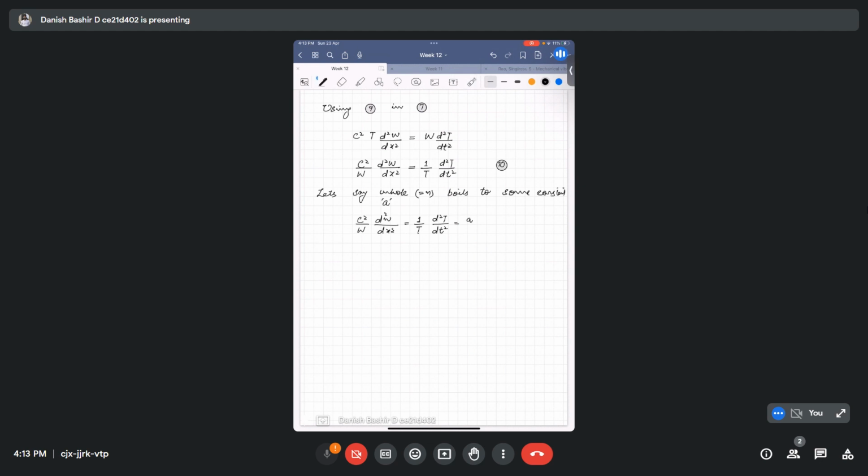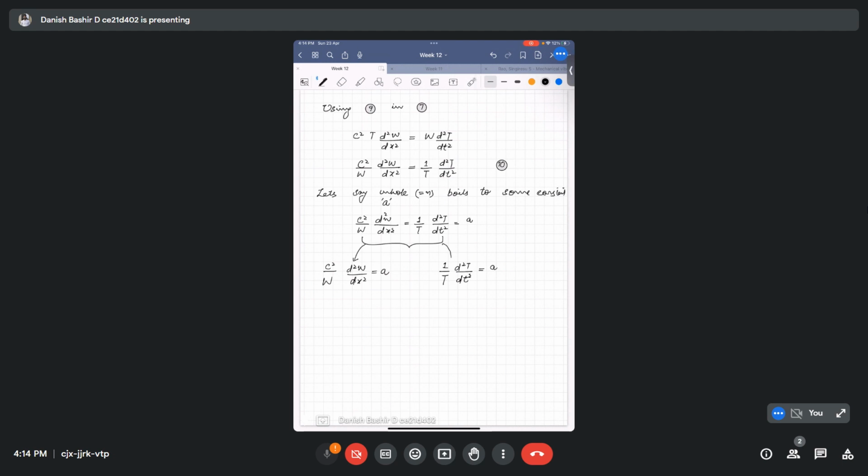Okay, this is whole equal to a. So this can be written into two equations. We will have two equations from this one. One equation will be c square by w d2 w by dx square equal to a, or we will be having 1 by t d2 t by dt square, which will also be equal to a.